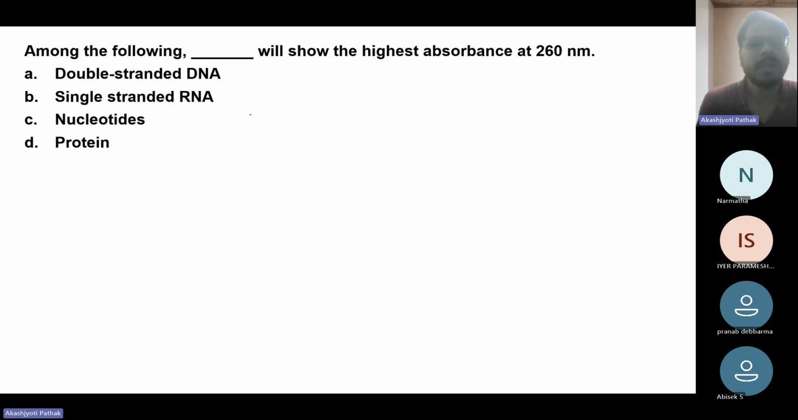Now, among the following, which will show the highest absorbance at 260 nanometer? There are four options here: double-stranded DNA, single-stranded RNA, nucleotides, and protein. So you have to answer which of the four will show the highest absorbance at 260 nanometer. Nucleotides. Okay, why nucleotides? Usually DNA is high, but the highest is the possibility for nucleotides. Yes, you are correct.